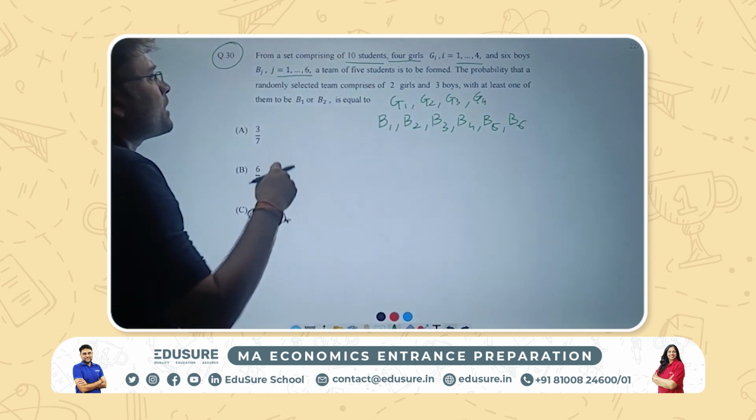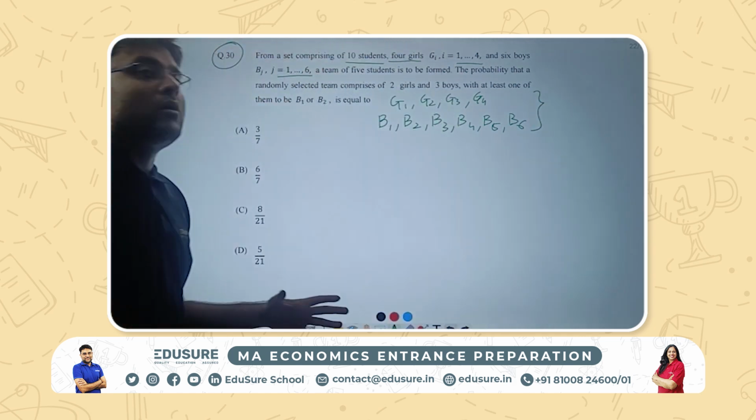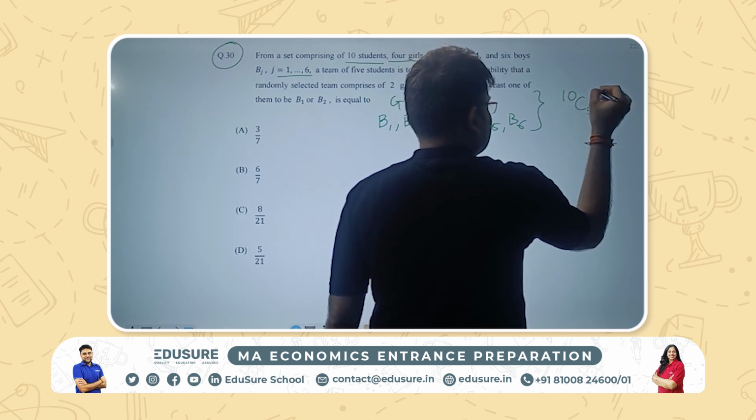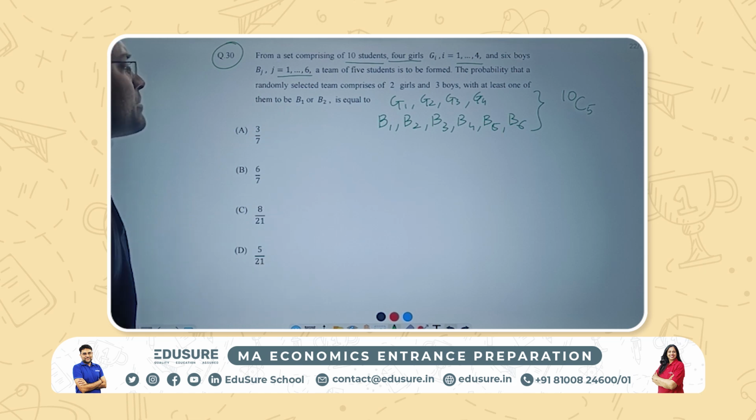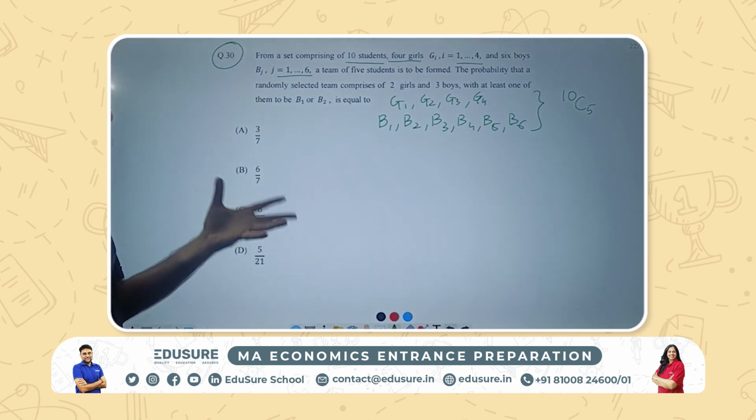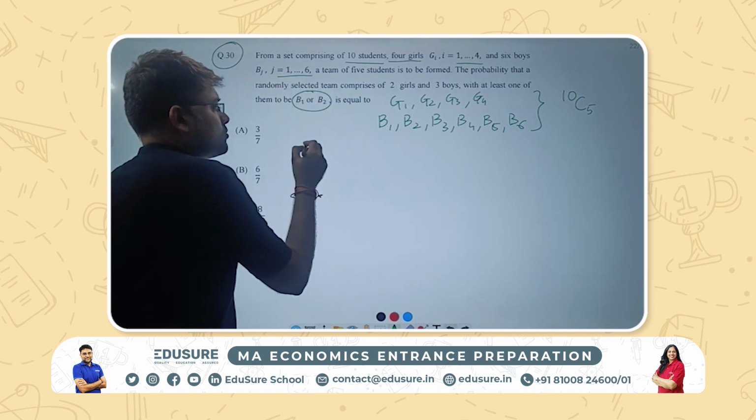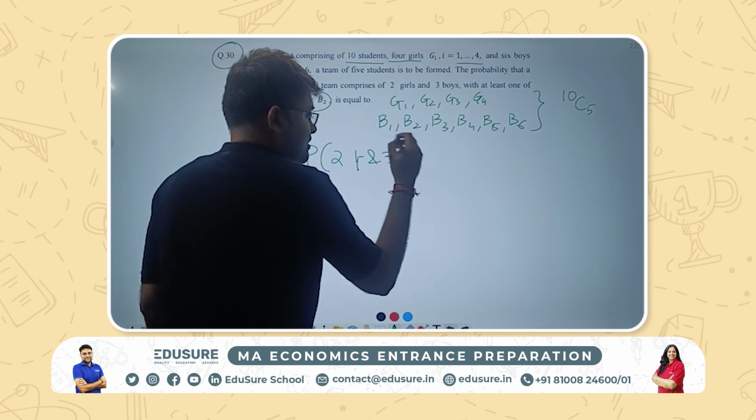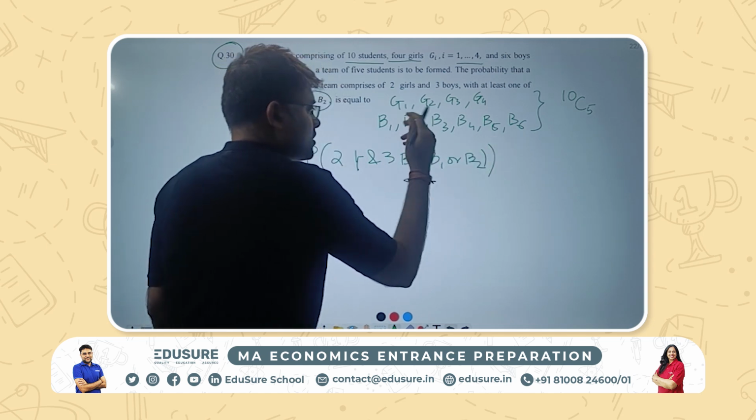Okay. A team of 5 students is to be formed. So if a team of 5 students is to be formed from a group of 10, so basically total number of ways of forming a team is 10C5. Okay. The probability that a randomly selected team comprises of 2 girls and 3 boys with at least one of them to be B1 or B2. So probability that 2 girls and 3 boys with either B1 or B2 being a part of the team.